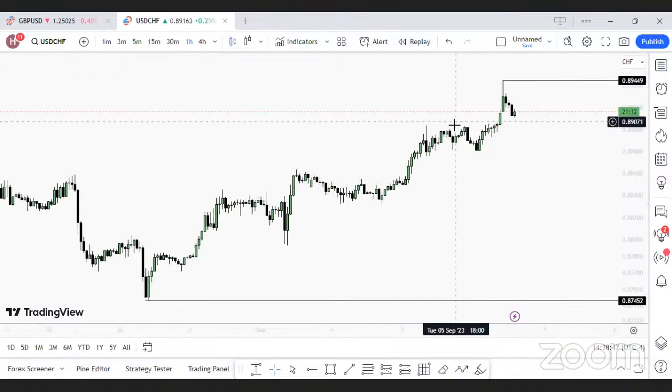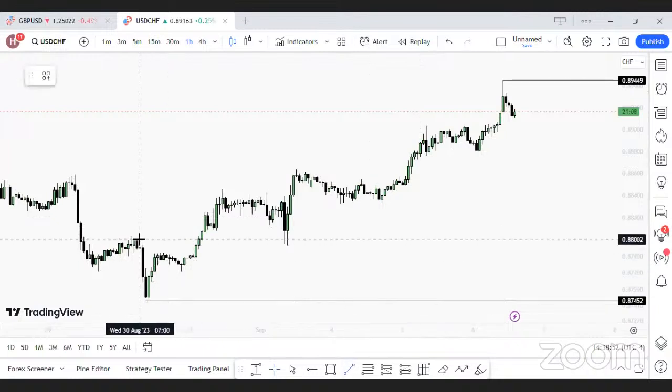Let's see what happened and how the market has been going. You see, we have this low right here. We have this low, and this market actually took out this recent high, this previous high rather.